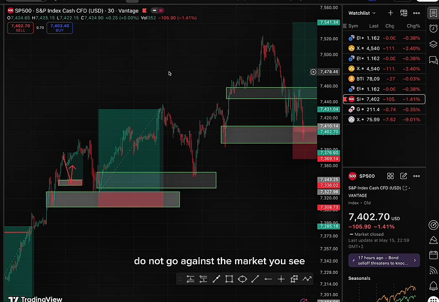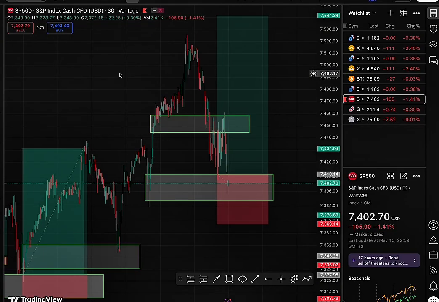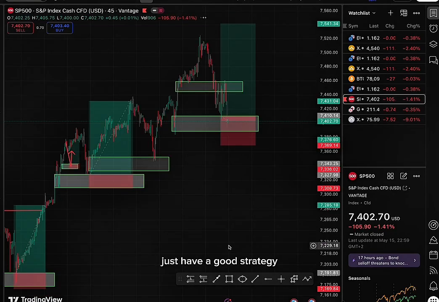Do not go against the market, you see. That is how you become profitable. Just have a good strategy. Understand market structure.